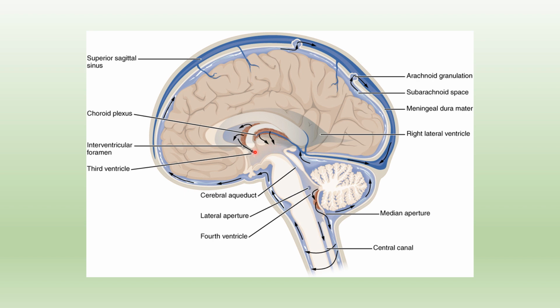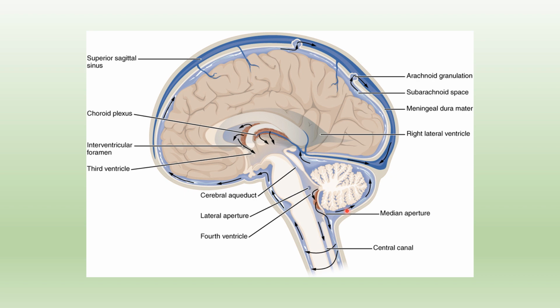So here's the third ventricle. Now it's going to flow through the cerebral aqueduct to the fourth ventricle. Here's the fourth ventricle right here. Like I said, it's between the cerebellum and the pons, and here's the upper medulla. So this is the fourth ventricle. Now from here, it can either go down the central canal of the spinal cord, or it can go through what's known as the lateral aperture or the median aperture.